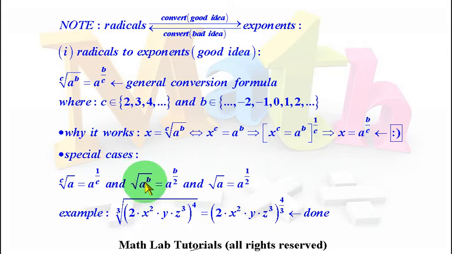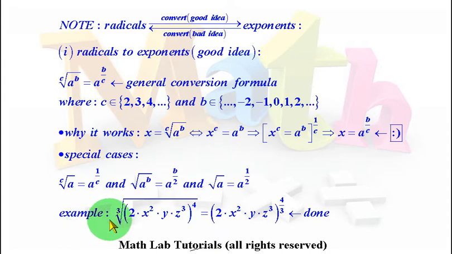So you get a to the power b divided by 2, and there it is, a to the power b over 2. And then, of course, the square root of a, there's a 2 that's understood on the outside of the radical, and the b over here, so the c value is 2, the b value is 1, and so a to the power b over c becomes a to the power 1 over 2. Okay? So let's look at an example here.